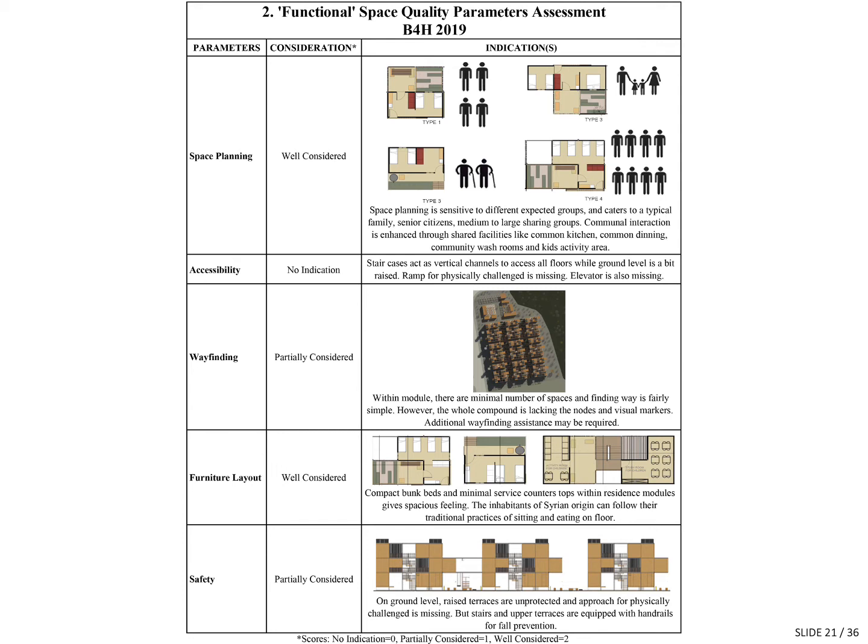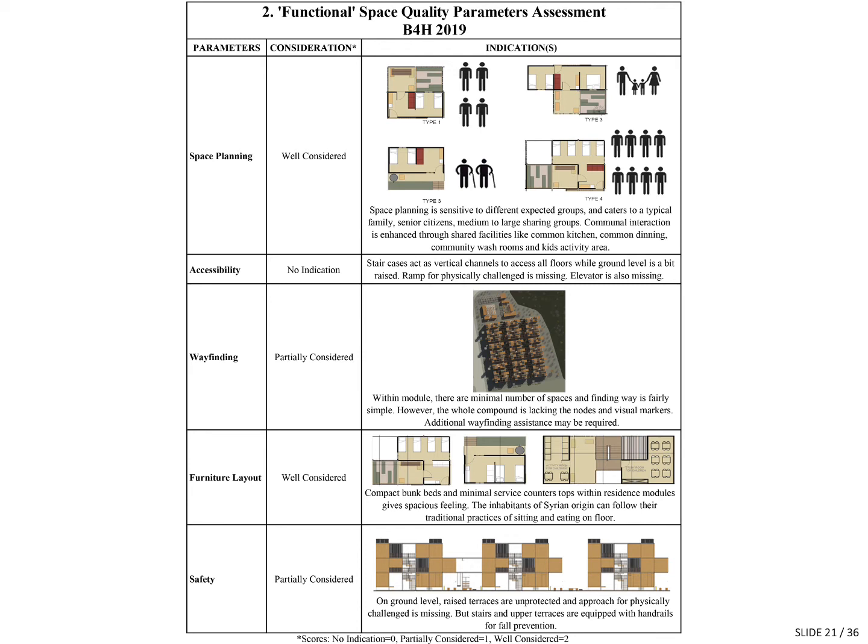In the functional component, we can see that space planning is well considered because of the sensitivity to different groups in the planning stage. So it caters a lot of groups, including families, elder people, and community groups. But accessibility is not indicated. So the physically challenged people could find it difficult to access the spaces as the ramp is not mentioned or shown in the visuals, and elevator is also missing.